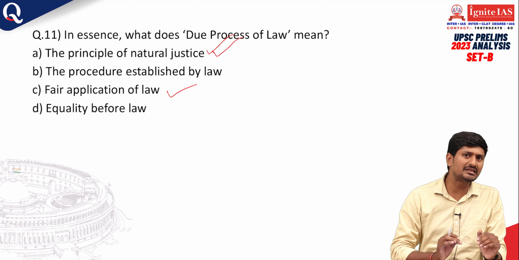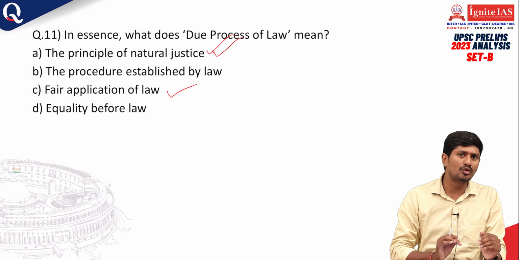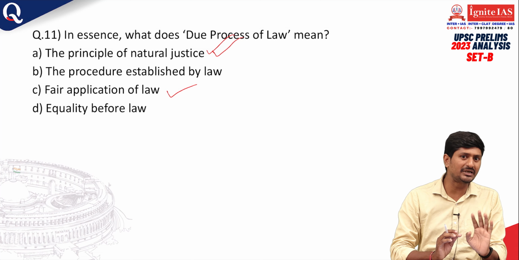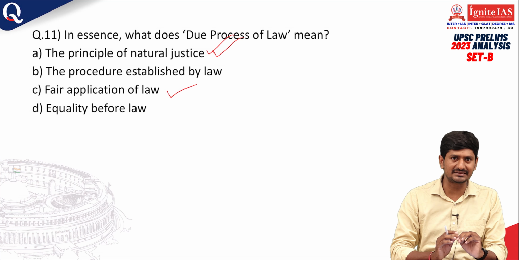What are the three principles of natural justice? No man is the judge of his own case, no man shall be condemned unheard, and absence of bias. These three principles are called the principles of natural justice.